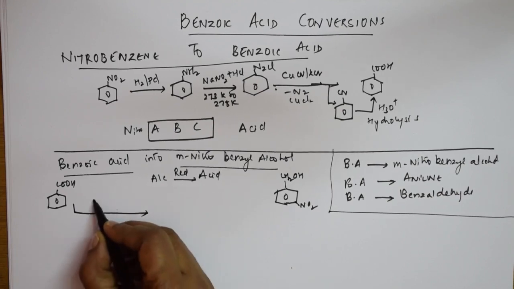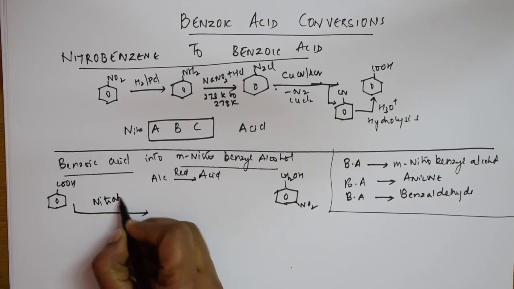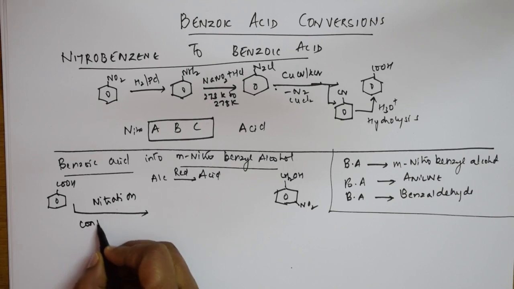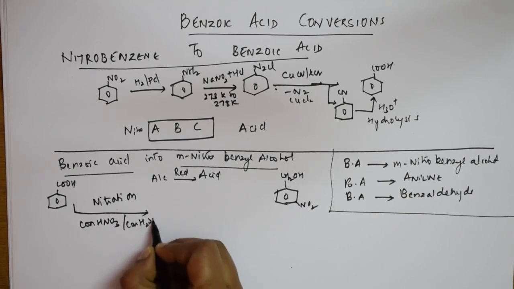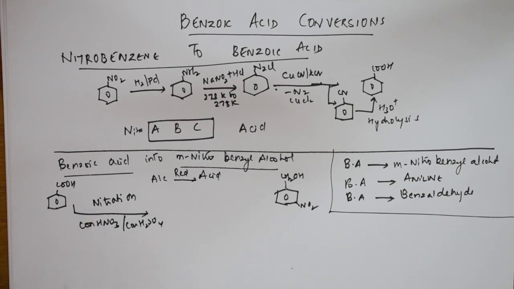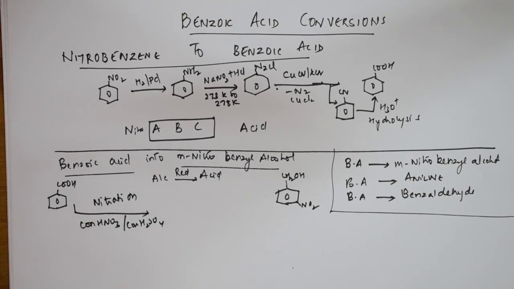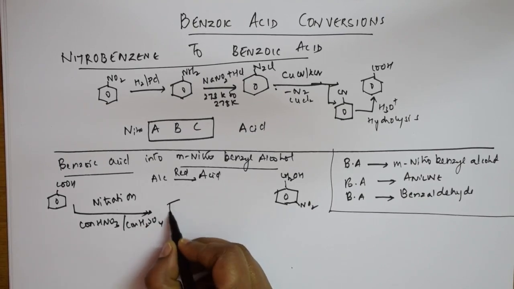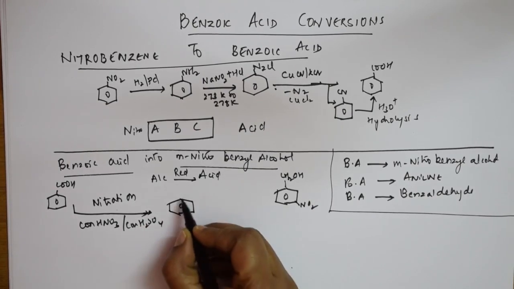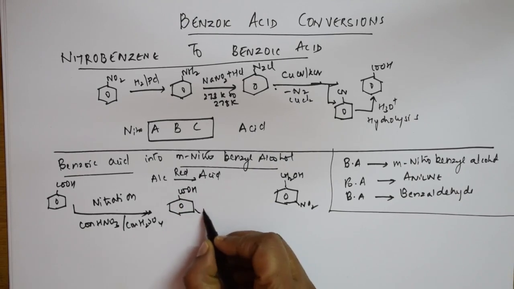I can do a process called nitration to this. When I do nitration in the presence of nitrating mixture, that is concentrated HNO3 and concentrated H2SO4, I'm going to add a nitro group, right? We already studied that nitro is a meta directing group. The maximum product is meta. So what do I get? I'm going to get COOH with NO2 in the meta position.